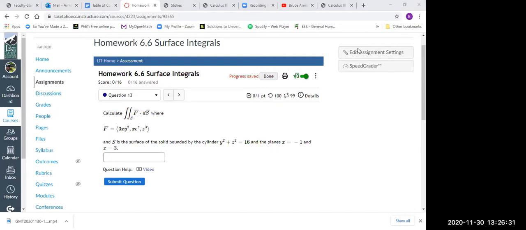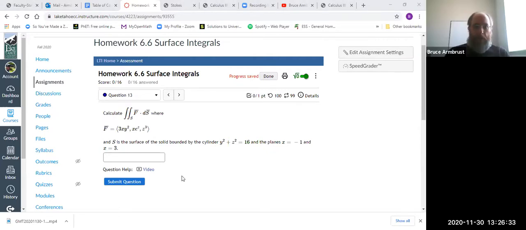All right, so here we go. Here's number 16. No, 13. Sorry. We want to calculate the integral of f dot dS, where f is given by this field, and S is the surface of the solid bounded by the cylinder y squared plus z squared equals 16, and the planes x equals minus 1 and x equals 3. Okay, so let's just start here.